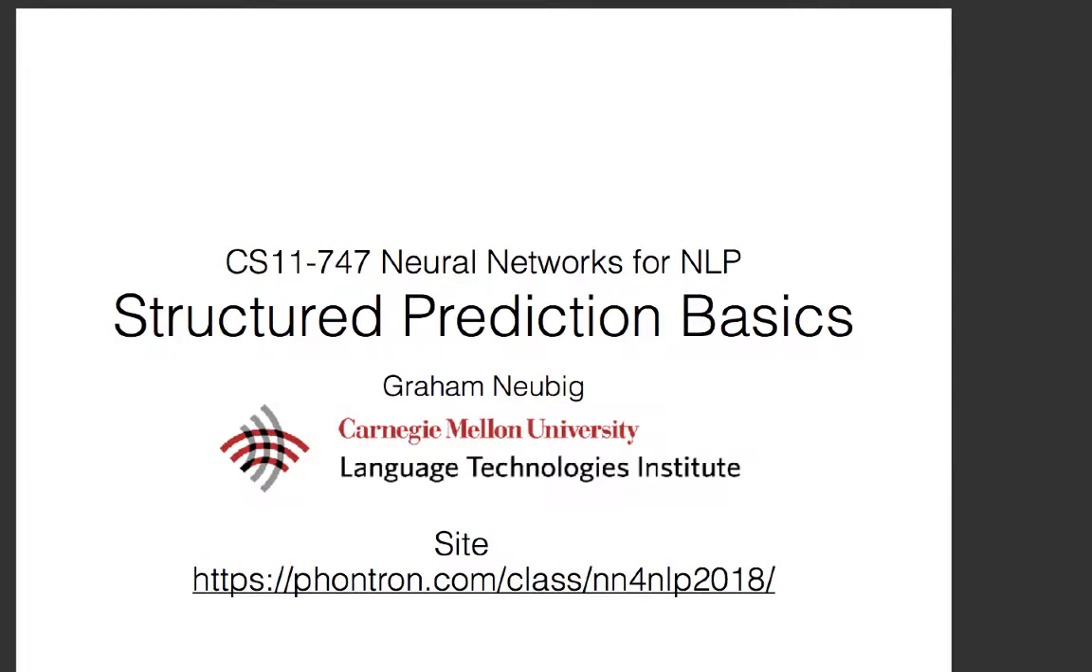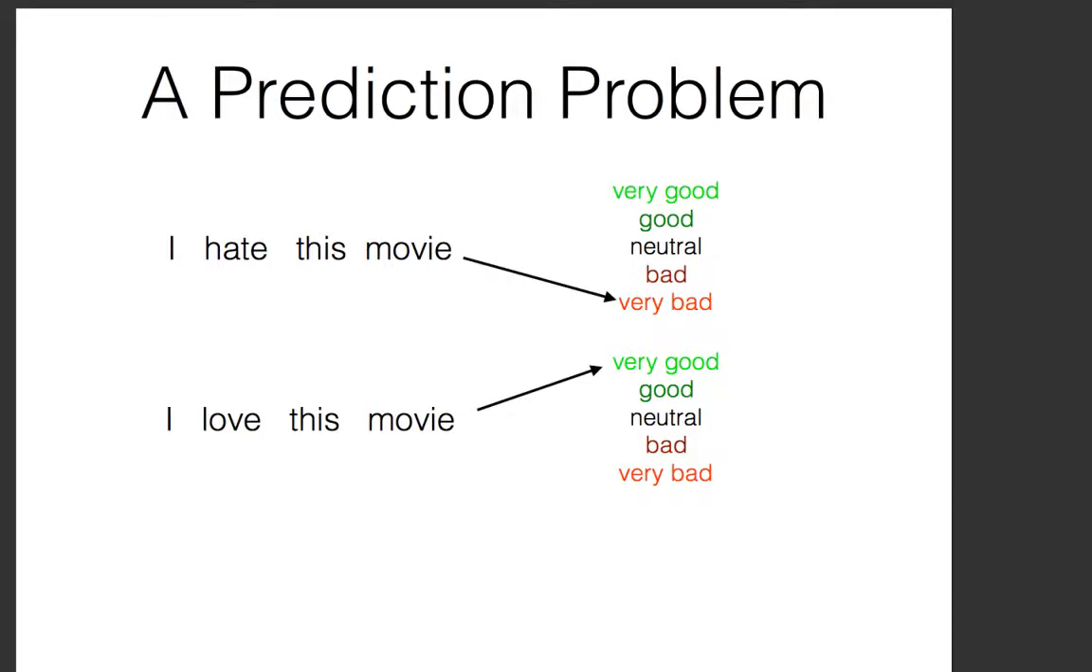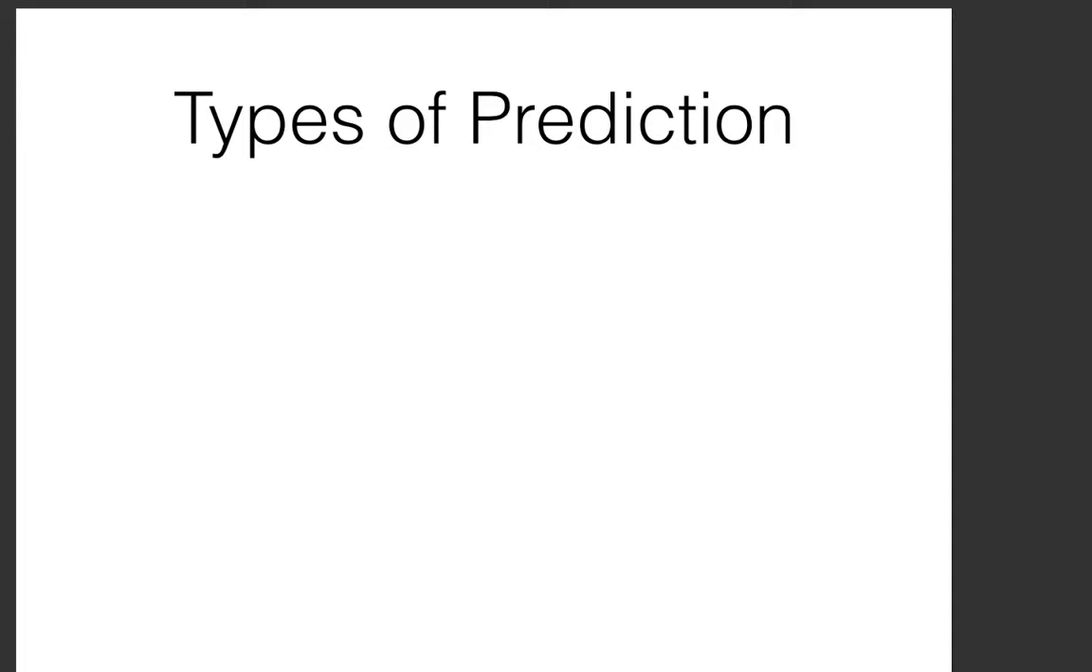Yeah, let's get started with structured prediction basics. So the idea behind structured prediction is that there are a lot of different prediction problems that we want to solve in NLP related tasks. So we have "I hate this movie," "I love this movie," and we select very bad or very good. These are the things that we're very familiar with, to the point that you're all tired of seeing this example. So the reason why I noted this is because there are lots of different types of prediction tasks.